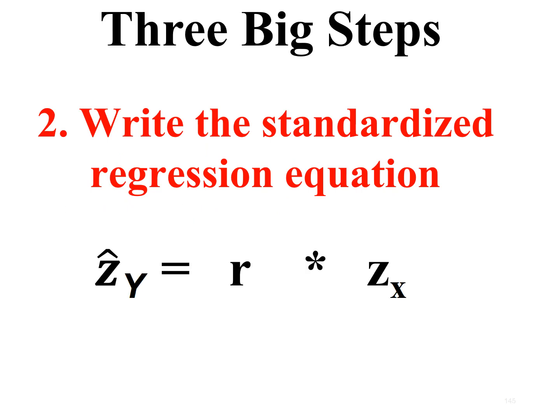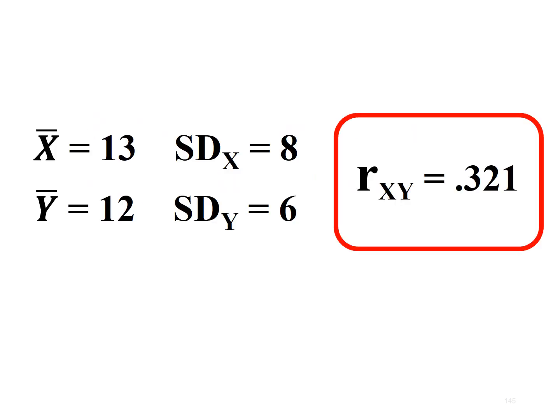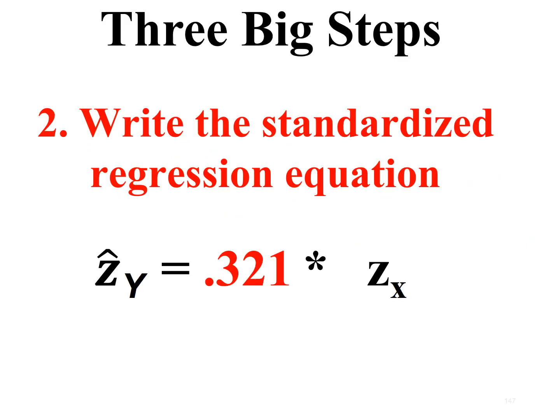Remember that your standardized regression equation is always going to be Zy equals r times Zx. You already calculated the r component, or the correlation coefficient. So all you have to do is take that value and plug it into your standardized regression equation. You plug in the value and you're done for your standardized regression equation.